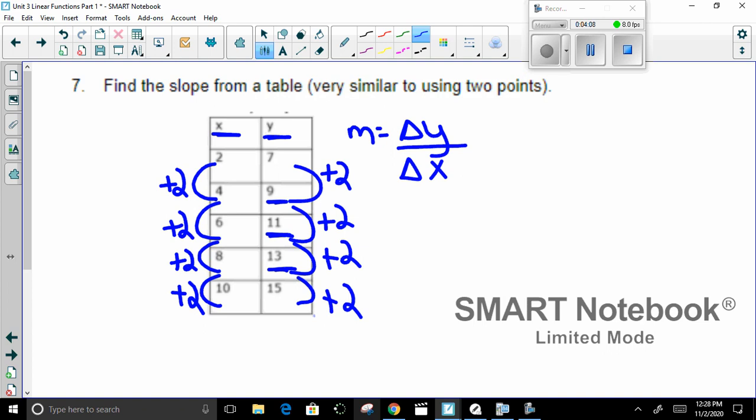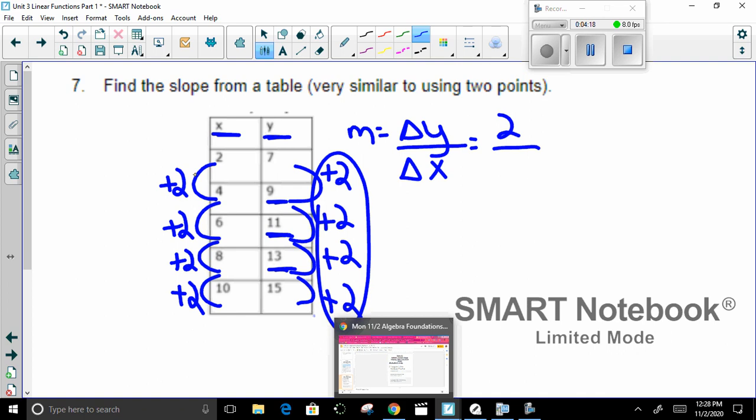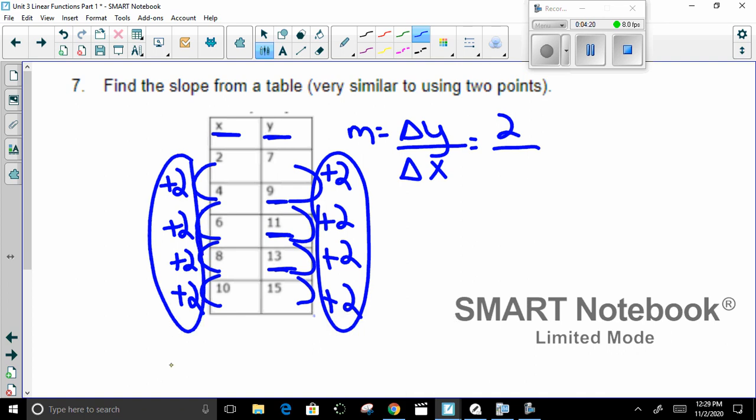So to find my slope, I do the change in y. How much is it changing in y every time? It's changing 2 every time. Divided by my change in x. How much is it changing on the x-axis every time? And 2 divided by 2 equals 1. So my slope is 1.